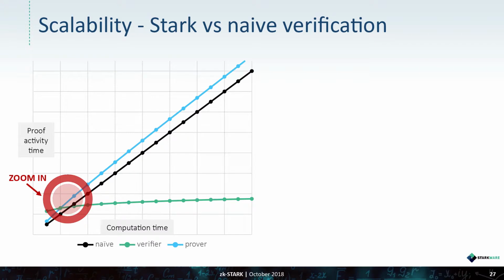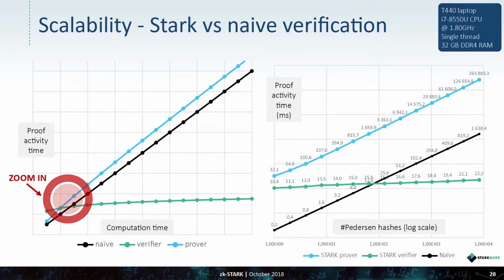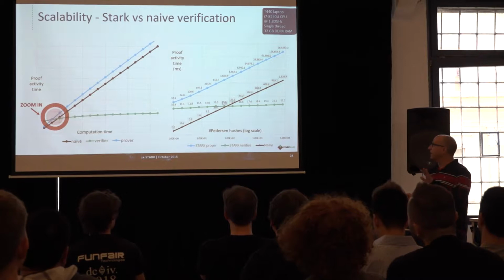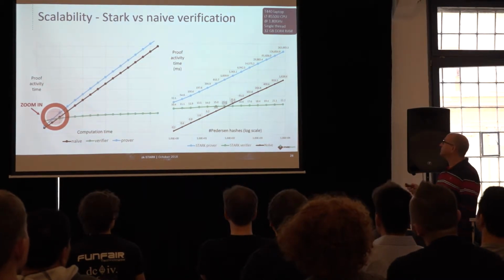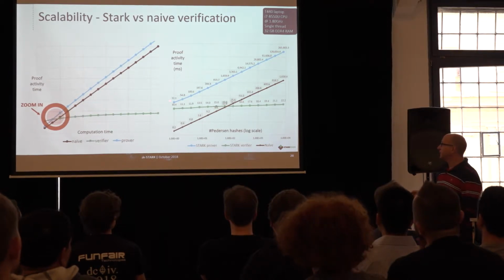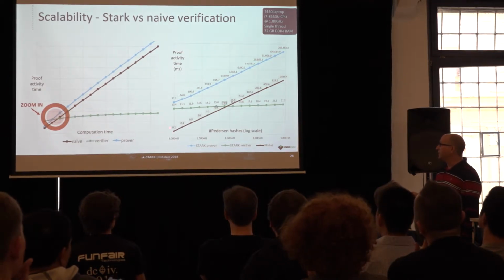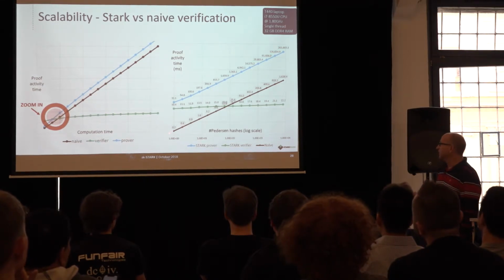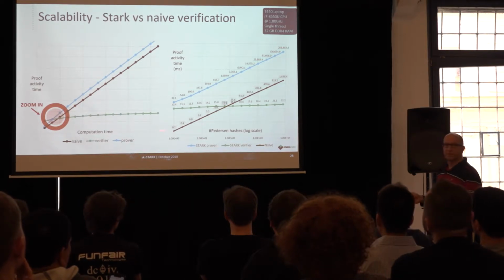Okay. So I want to zoom in and show you some numbers for this scalability aspect, as we already have them in the code that our team has written. These are all numbers that were generated on this particular laptop a few days ago using the latest code that we have there. So it's all single thread. This laptop is not the fastest, 1.8 gigahertz. And here you do roughly 5 Pedersen hashes per millisecond.